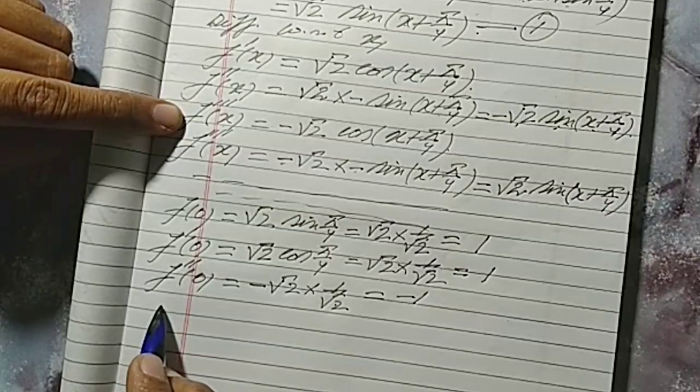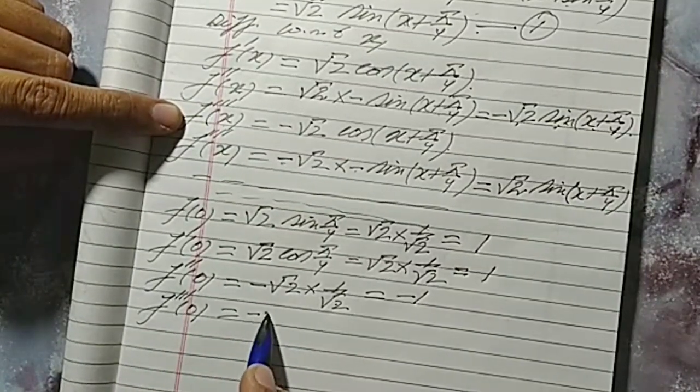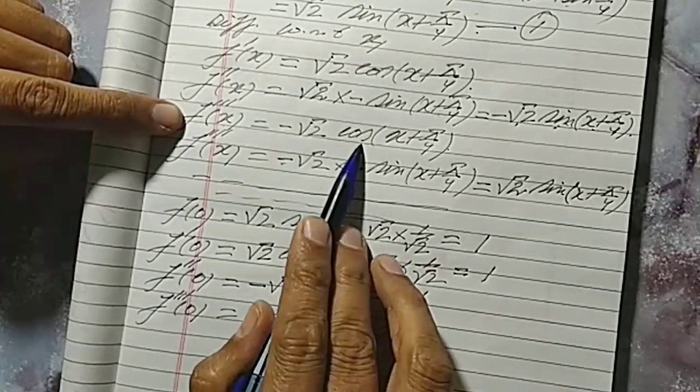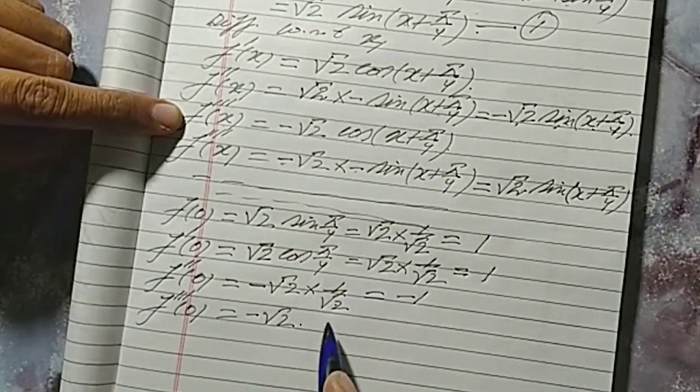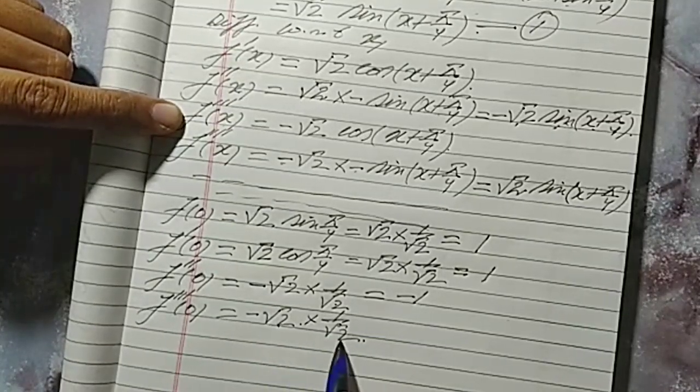Putting x is equal to 0 in the third derivative, we get f'''(0) is equal to minus root 2 cos(0 plus pi by 4), that is cos(pi by 4), which is also equal to 1 upon root 2, and root 2 cancels and we get minus 1, and so on.